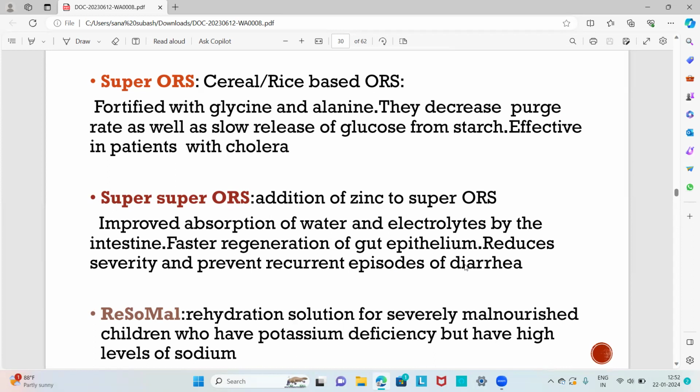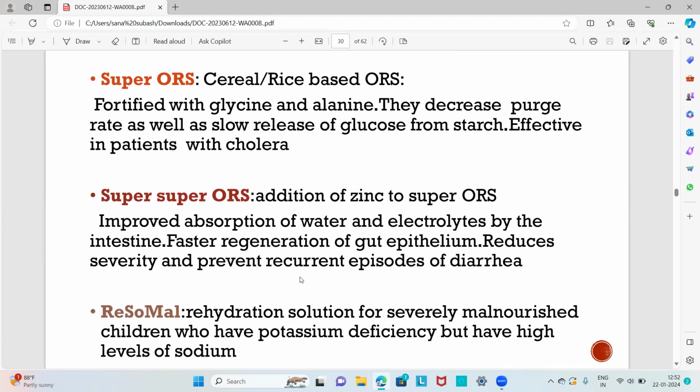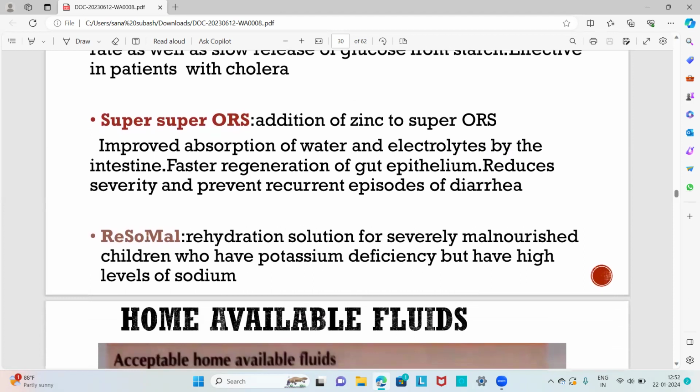Then we have the super ORS with the addition of zinc. That is, the above is the super ORS. In addition, we have to add zinc to the super ORS. It gives improved absorption of water and electrolytes by the intestine, faster regeneration of gut epithelium, and reduces the severity and prevents recurrent episodes of diarrhea.